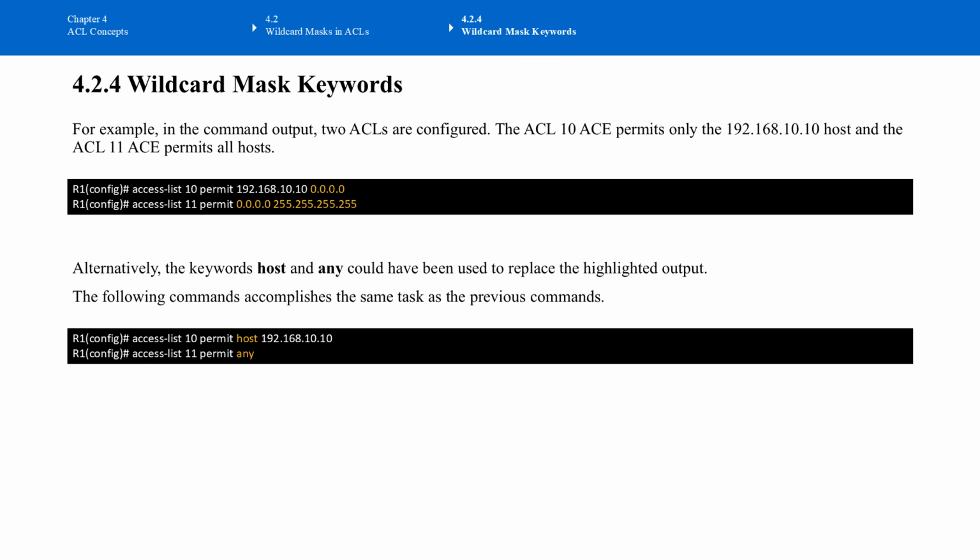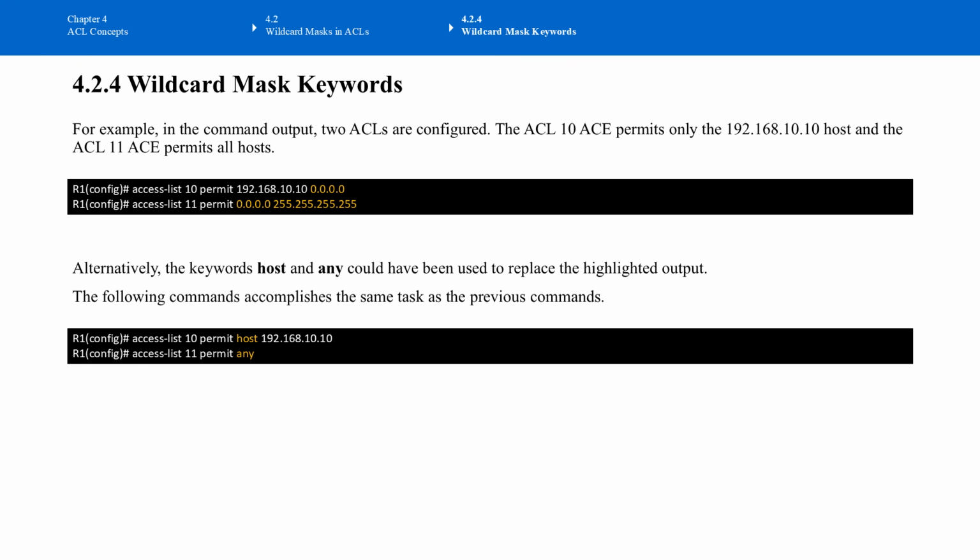These 2 sets of ACL commands are equivalent. Using wildcard masks, access-list 10 permit 192.168.10.10 0.0.0.0. Also, access-list 11 permit 0.0.0.0 255.255.255.255, with ACL 10 permitting only host 192.168.10.10. Also, ACL 11 permits all IPv4 addresses.